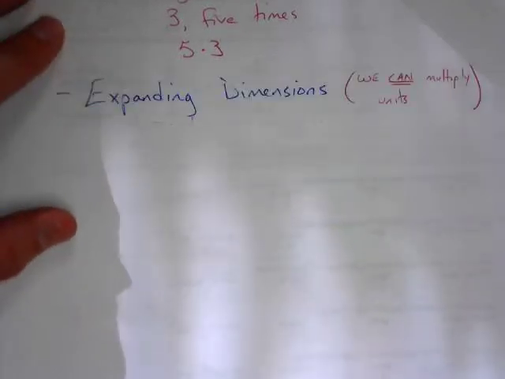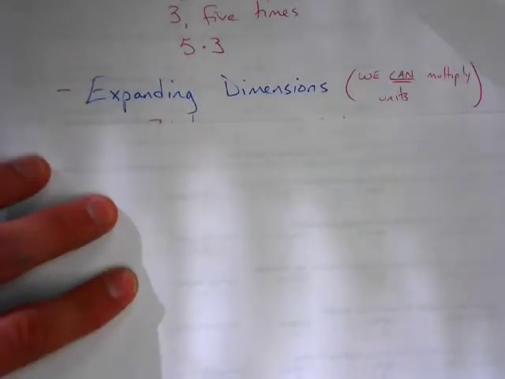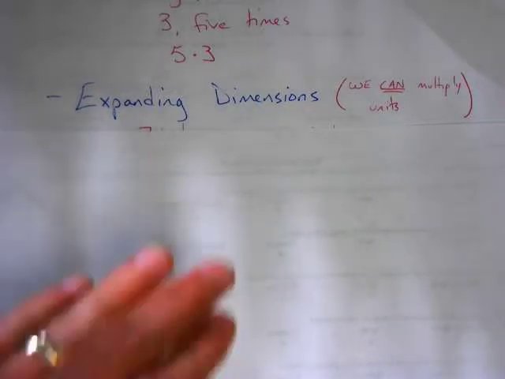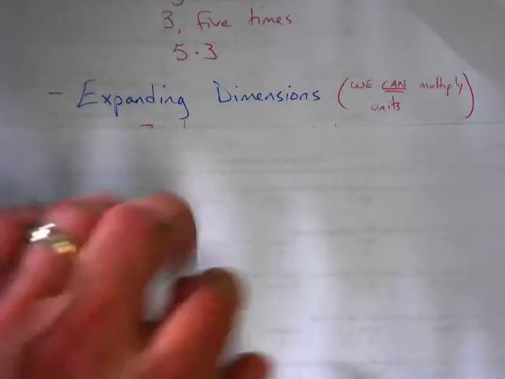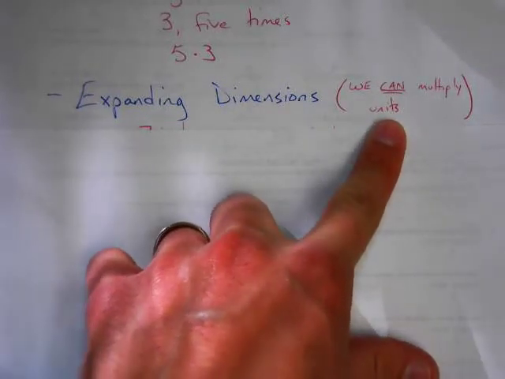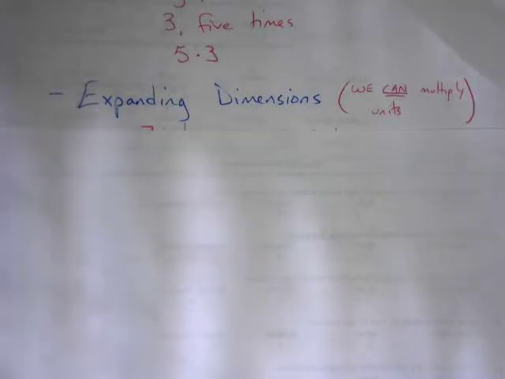Multiplication is something else as well. Multiplication is also expanding dimensions. And we talked about this before when we talked about like terms and defining what is a term. Okay, so we talked about dimensions when we talked about what is a term. The cool thing with expanding dimensions is that you know what we're allowed to do? We can multiply units. Okay, and that's going to come back in a second. I'll give you an example of what I'm talking about.